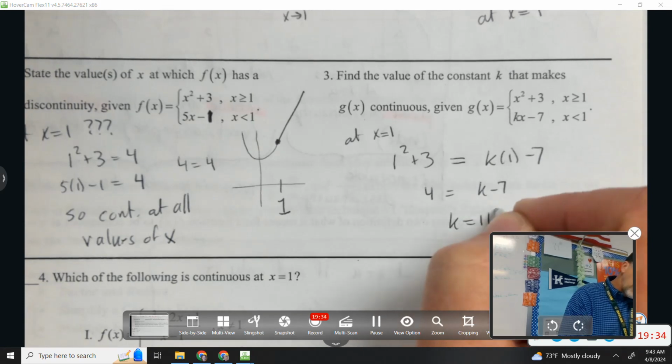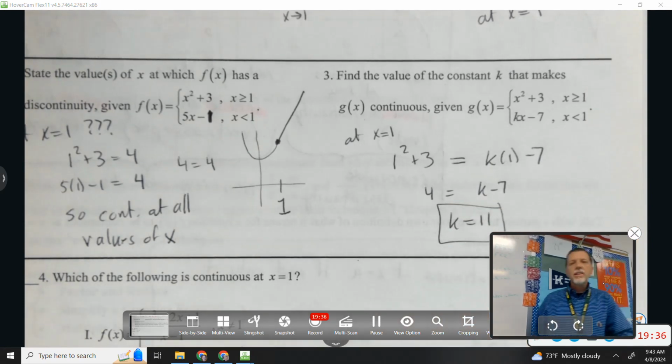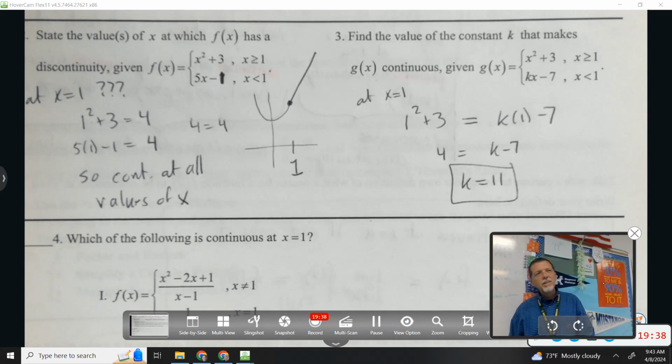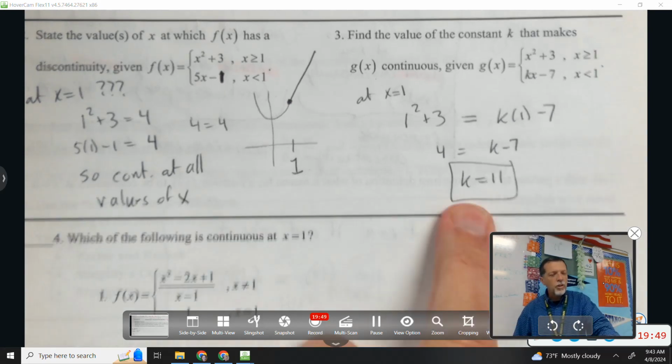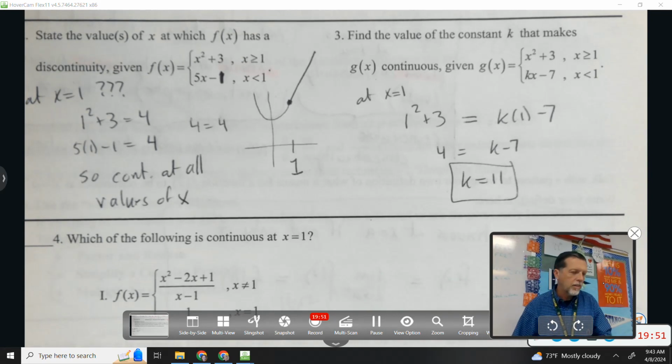It's a pretty easy algebra problem. If k is 11, then they're equal, and if they're equal, it's continuous at x equals 1. So it's kind of the same process as the previous two: plug in 1 at both spots, but now you're forcing them to be equal by figuring out what k is.